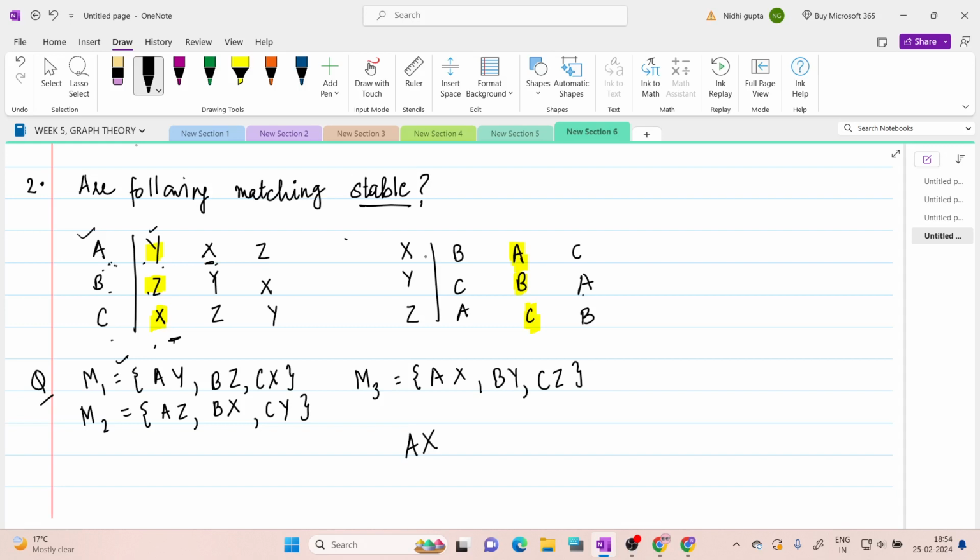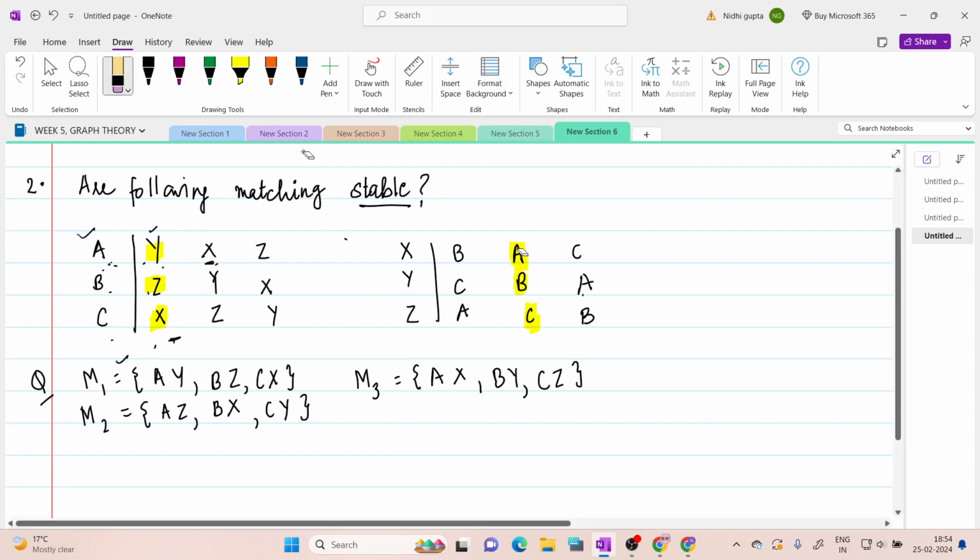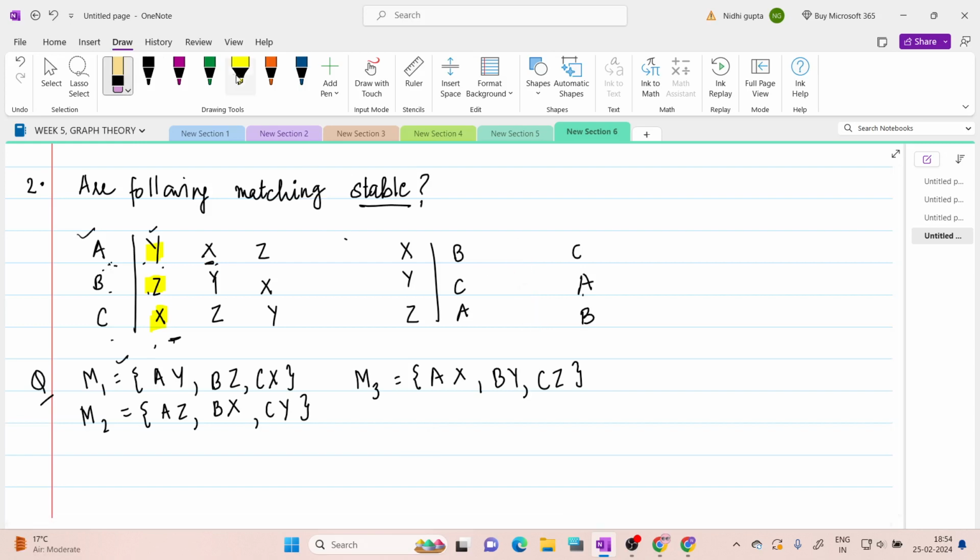I thought A, X is a blocking pair. Okay, so yeah, you are right. I colored the wrong things, that was what I was saying. So wait, you are saying A, X.